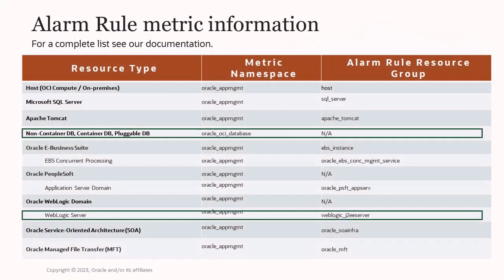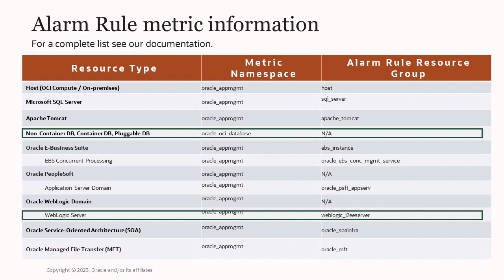So alarm rule metric information. We mentioned this before. With Stack Monitoring providing all of these metrics for you out of the box, if we just threw all of our metrics right in the Oracle App Management namespace, which is where Stack Monitoring metrics are sent to, then you would have just this ridiculously long list of available metrics to choose from. And it would be really hard to distinguish between heap utilization in a WebLogic server and maybe Tomcat.